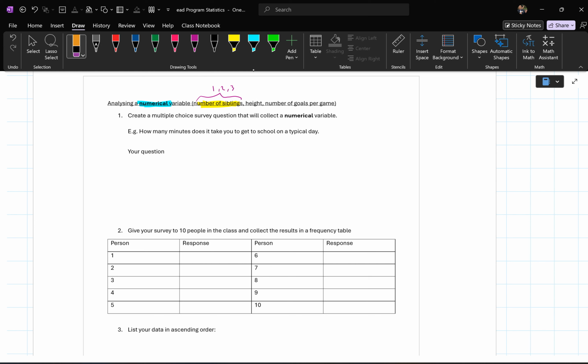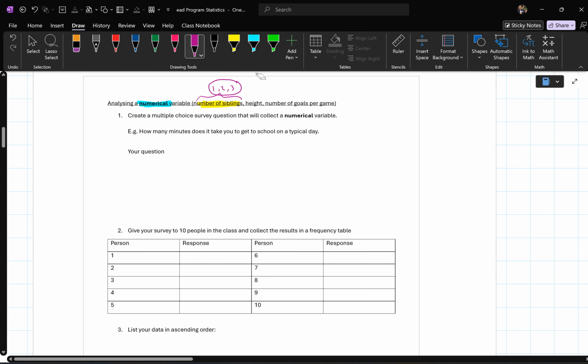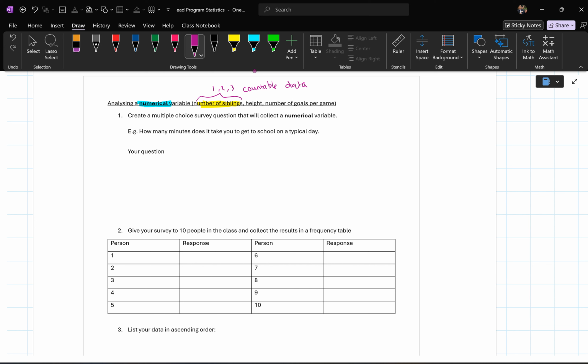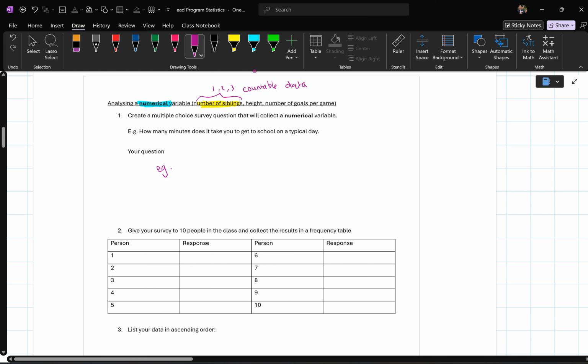So for those who aren't really comfortable with maths and statistics, I would say stick to the data so that it's countable. Okay, so stick to countable data. So when you make your question, it might be easier to make it so that you can get just countable data. So an example would be something like, how many countries have you visited? Okay, and then you could say 1, 2, 3, 4, or you leave it open for the people to answer.